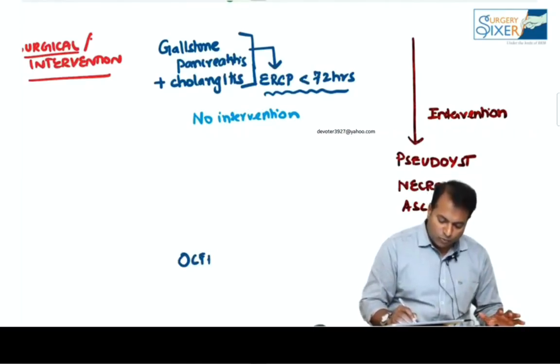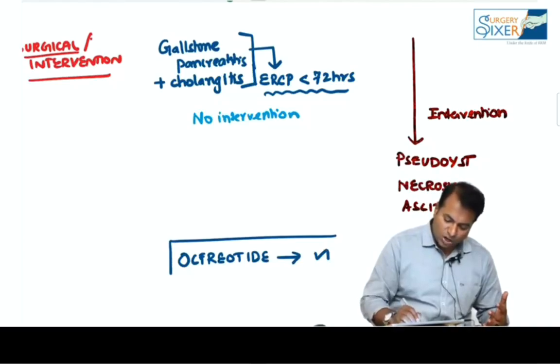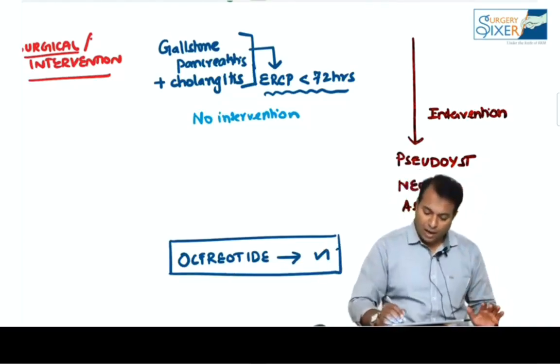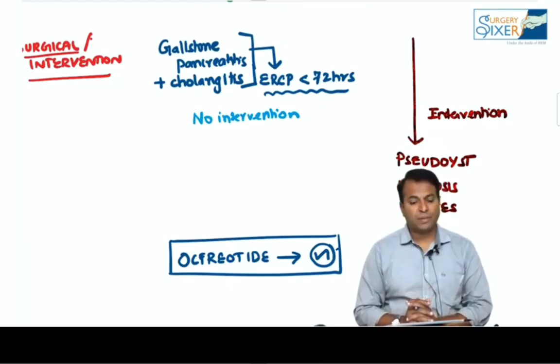Octreotide has a doubtful role. We don't know whether it is giving a good response or not, but octreotide can be advised. It is not having a 100% good role, but it is having a doubtful role. Octreotide can be given in case of pancreatitis. So these are the points you should not forget in the management of acute pancreatitis.